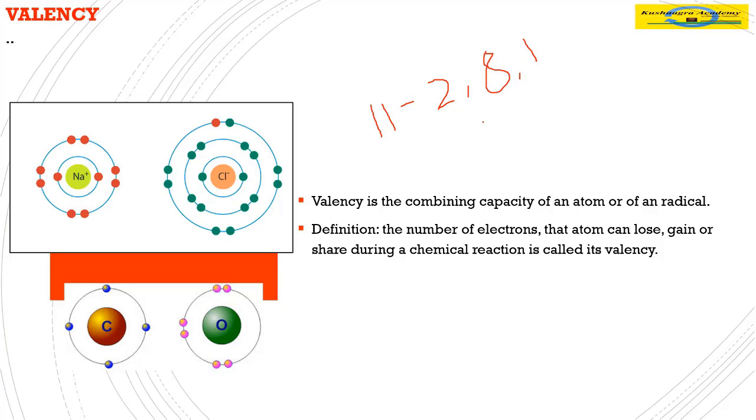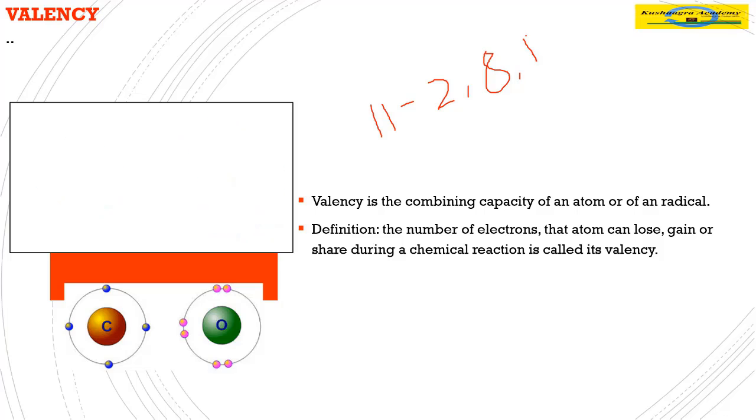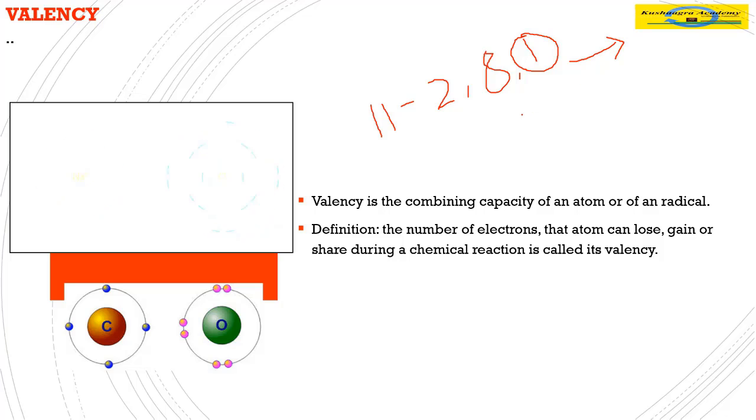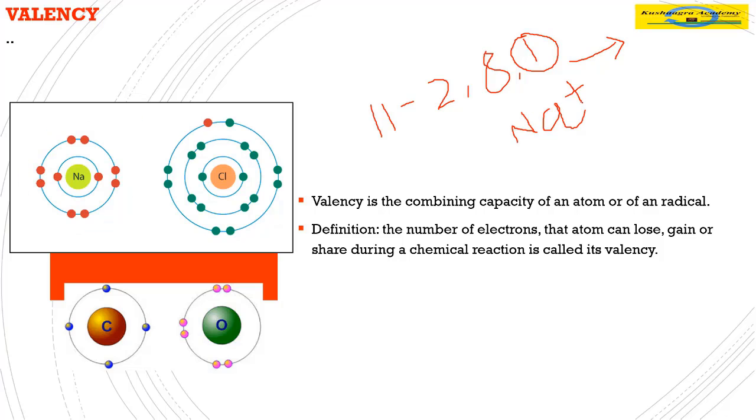So to attain stability, what will sodium do? Sodium will donate its 1 electron and gain a positive charge. Now it becomes a sodium ion, Na+, which you can easily see in this video.